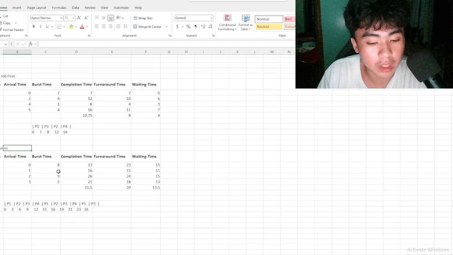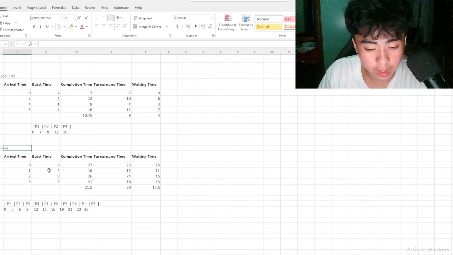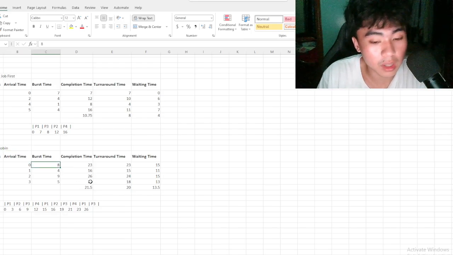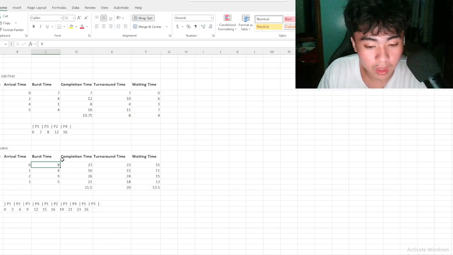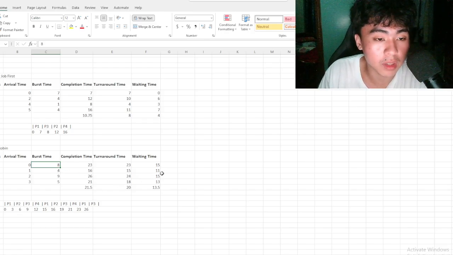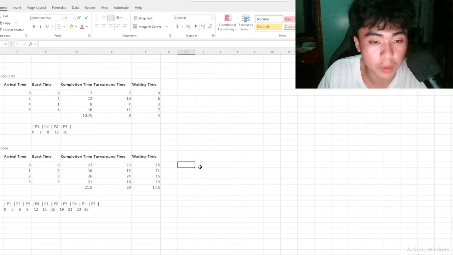So the remaining time of P1 is 5, since we have to subtract 3: 8 minus 3 is 5. Then P1 is placed at the back of the queue.